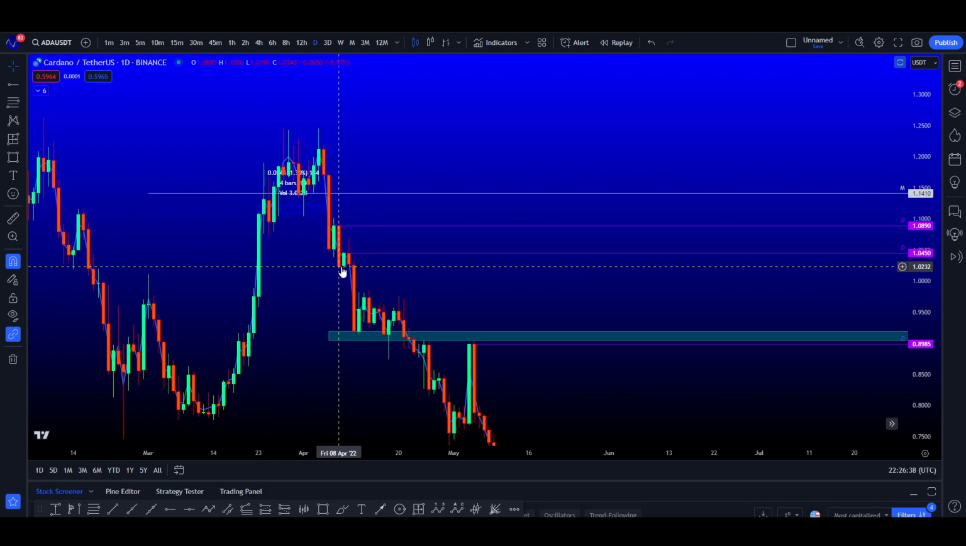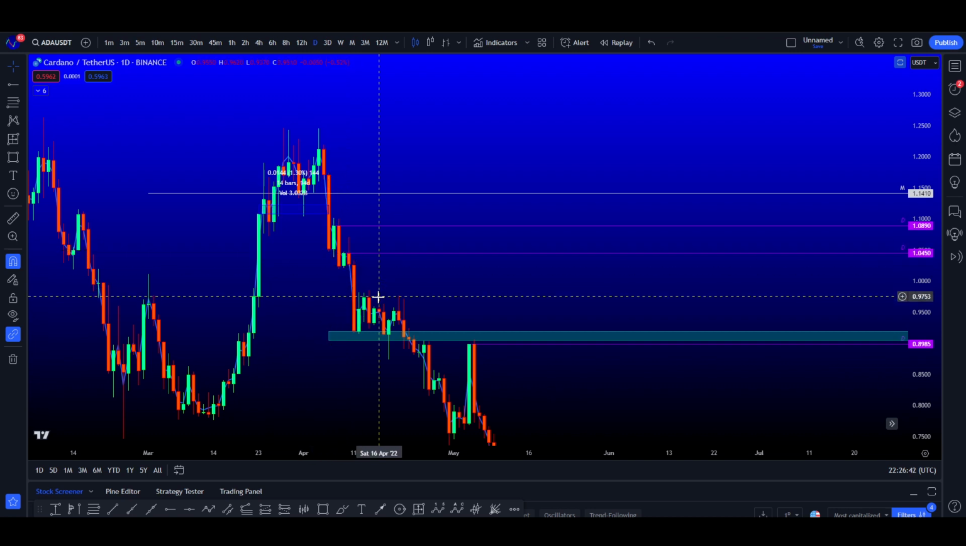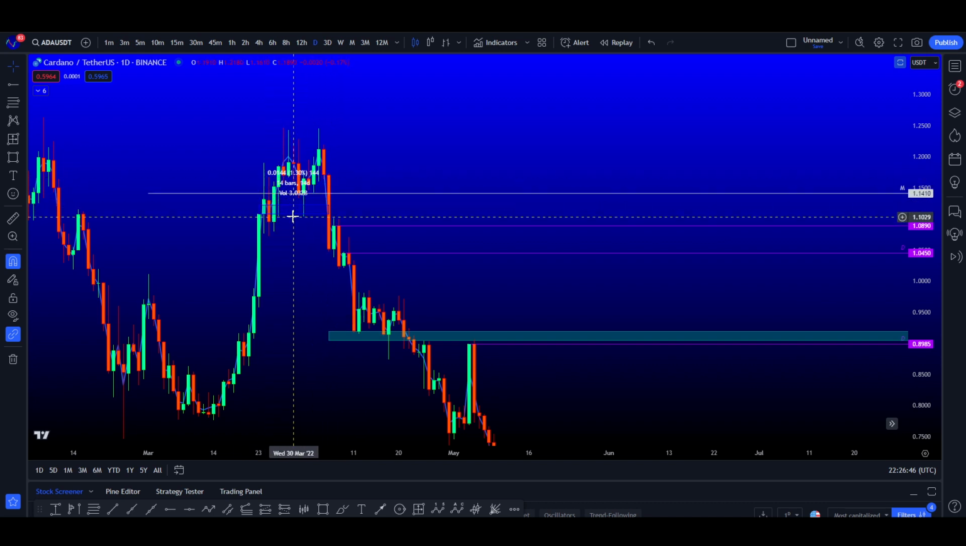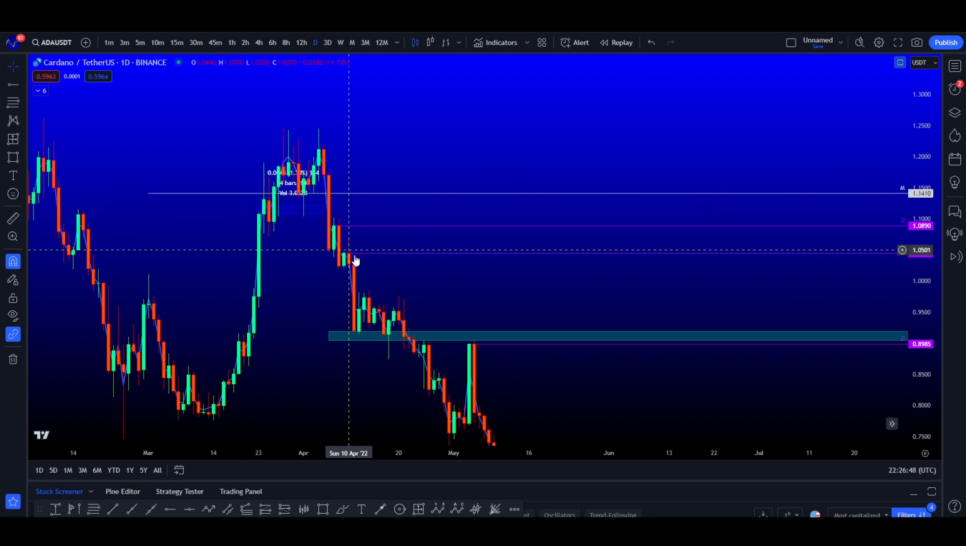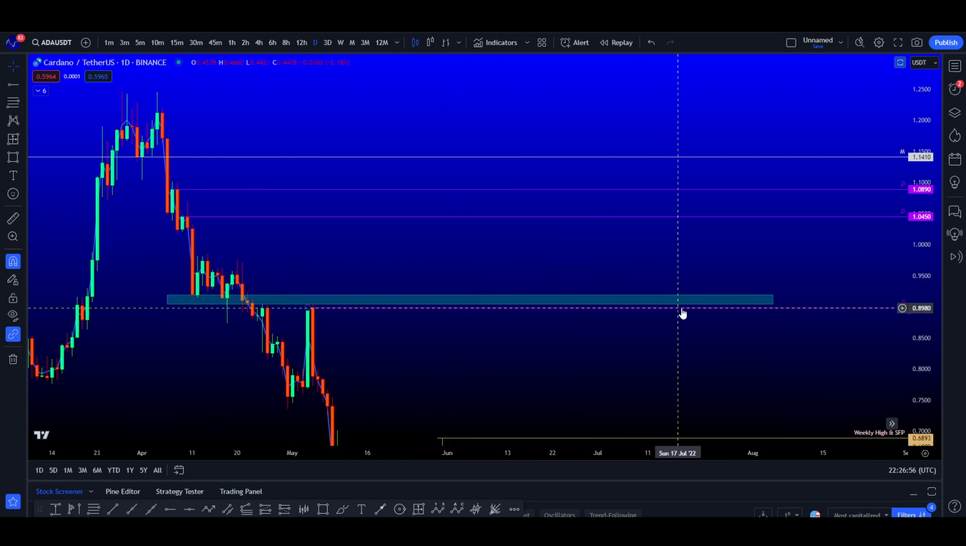Here we have about 5 days, right? So 5 days playing around with this level before continuing lower. So this level is 3 times as important as this level, in my opinion, right? So that's why I say it's good to really keep an eye on that level. I would keep an eye on this level mainly, 89 cents. That's where you can probably take some profits.